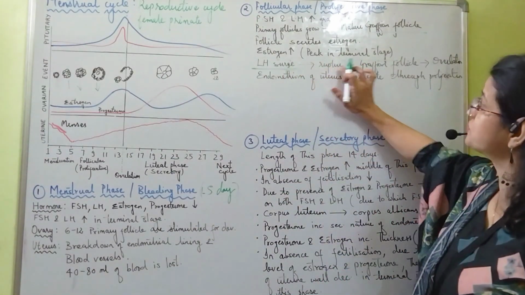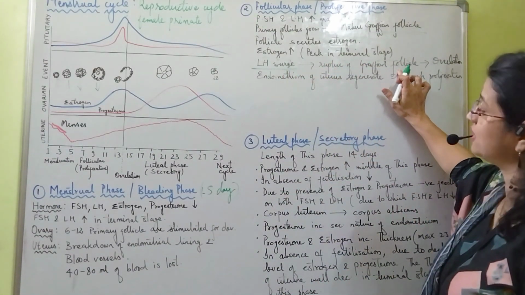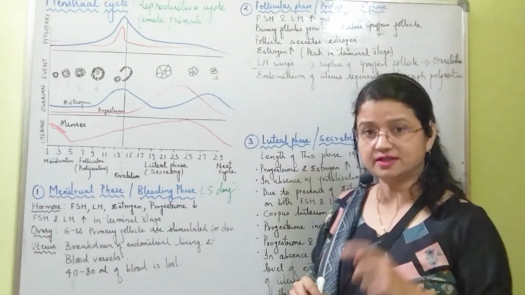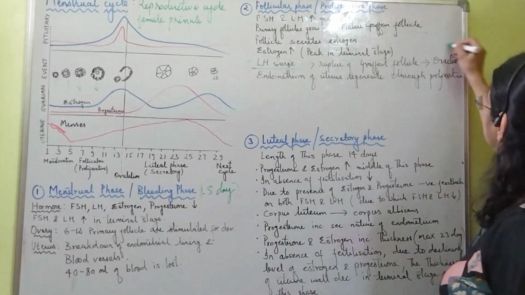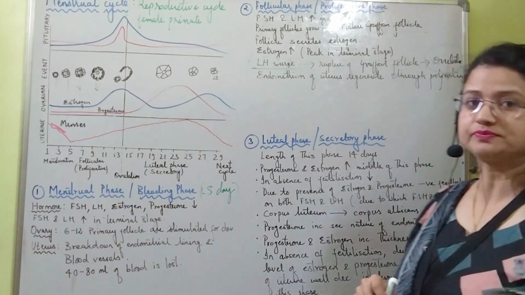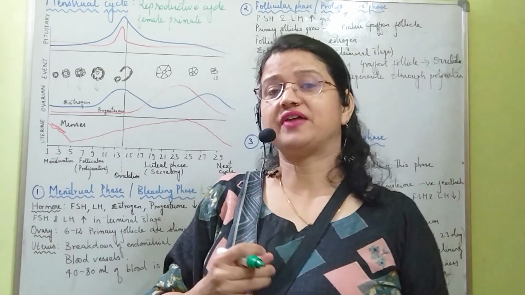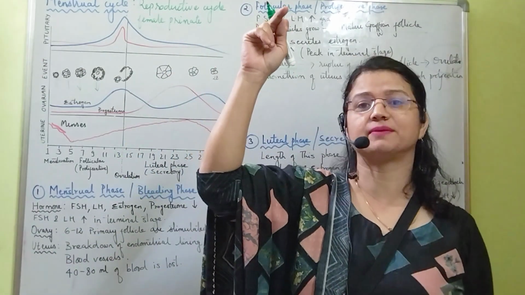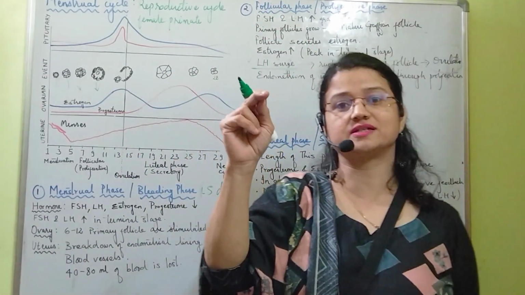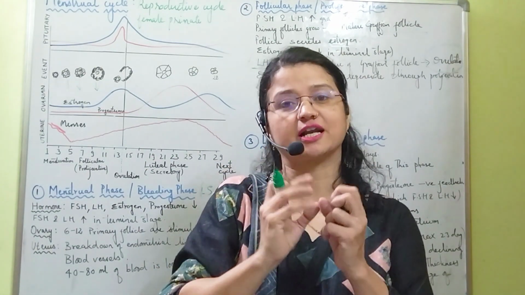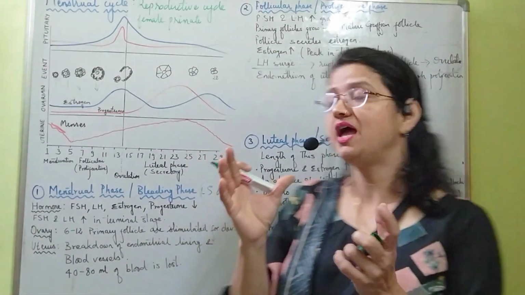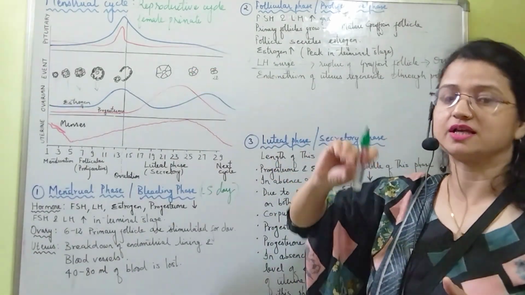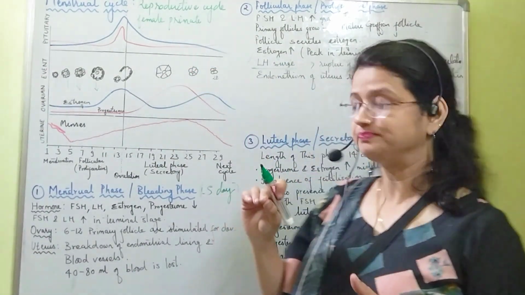So for the rupturing of the mature Graafian follicle, what is required? The LH surge is required first, and this process is known as ovulation. So you should remember that when LH is at its peak, it is known as the LH surge, and it will result in the rupturing of the Graafian follicle and release of the secondary oocyte. Clear? And that process is known as ovulation.